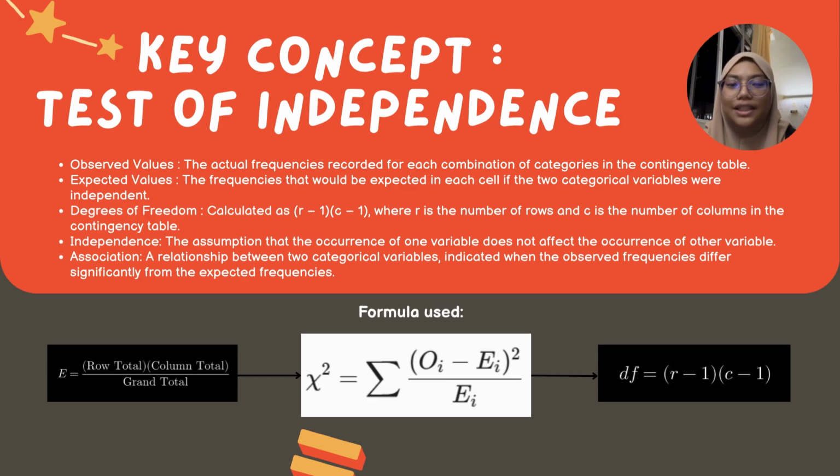The formulas used in this test of independence: the first one is to find E, which is row total times column total divided by grand total. Then we move to the next formula, which is chi-square equals the sum of (O minus E) squared divided by E. After that, we find the degrees of freedom, df equals (R minus 1) times (C minus 1). From that, we will get the answer.